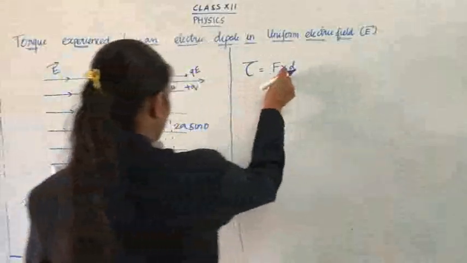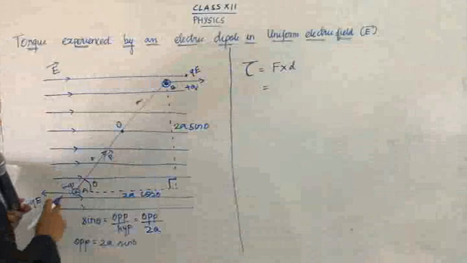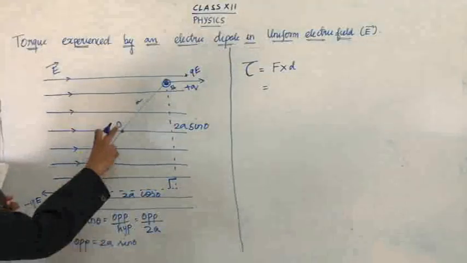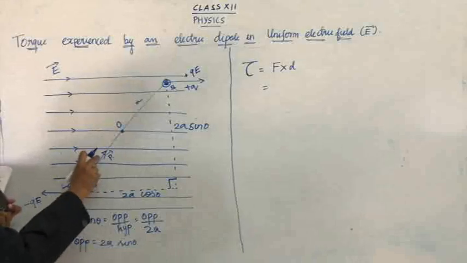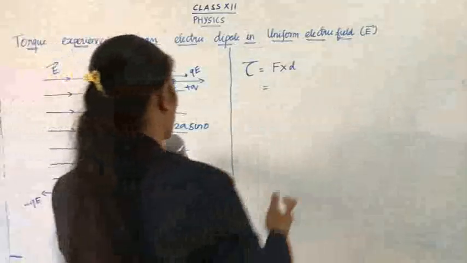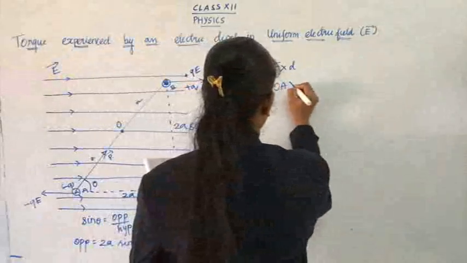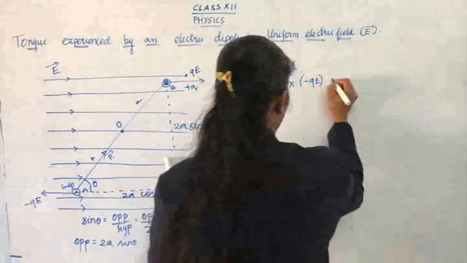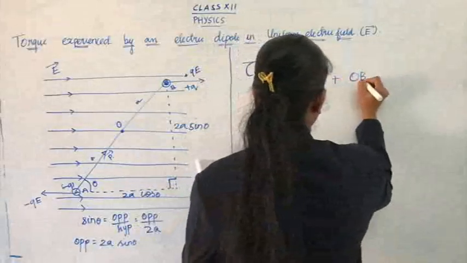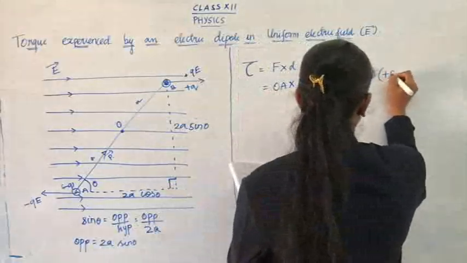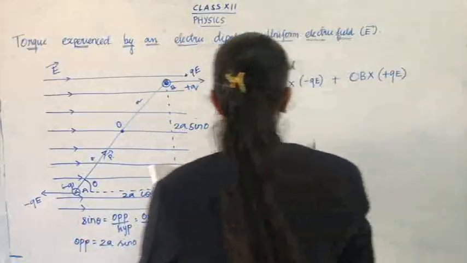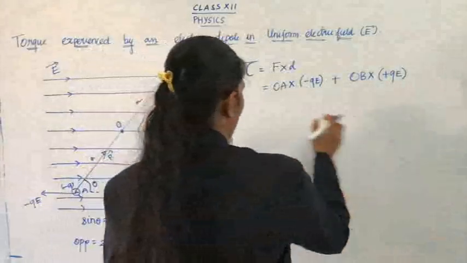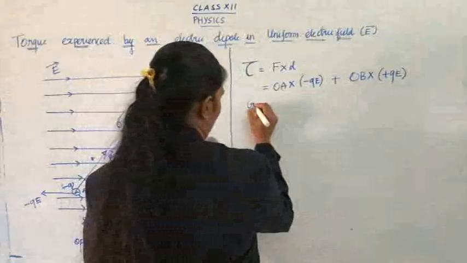See here. What is the force at A? It is QE, isn't it? Take the OA part: the distance is A and the force is minus QE. So OA into minus QE, and plus OB into plus QE. Distance into force. It is a cross product.